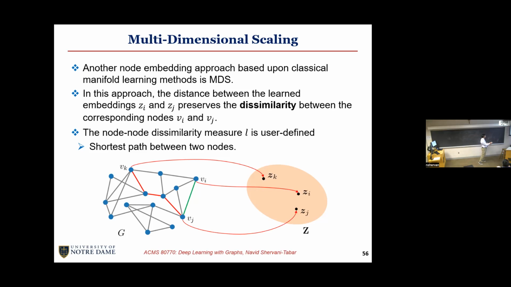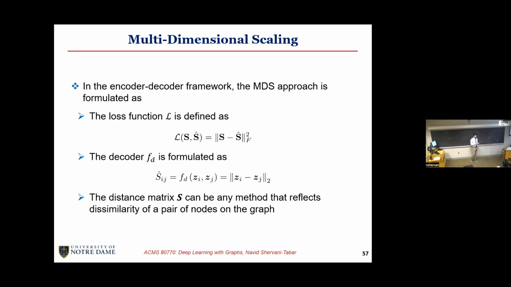And then we have our Vk, let's say that it falls into point Zk. We map Vi to Zi and we map Vj to Zj. What we want to do is that if Vj and Vk are dissimilar, we want to preserve their distance in this latent representation. And if Vi and Vj are closer, we want to, again, preserve this. So we formulate this as follows.